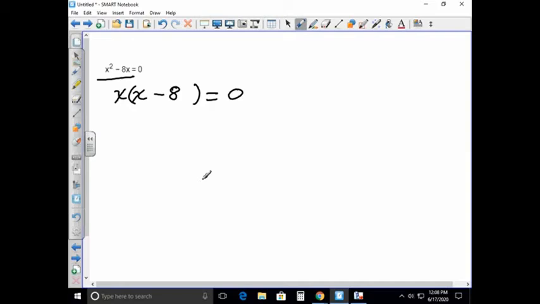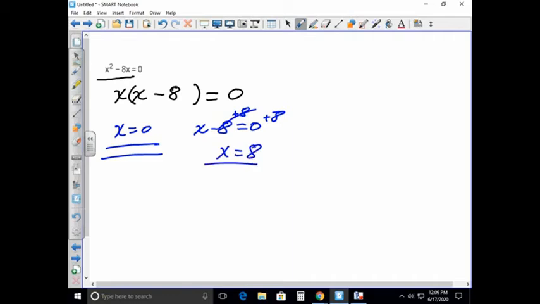So we have 2 factors. Set each factor equal to 0. The first one has x by itself. The second one, if you add 8 to both sides, then you have x by itself.